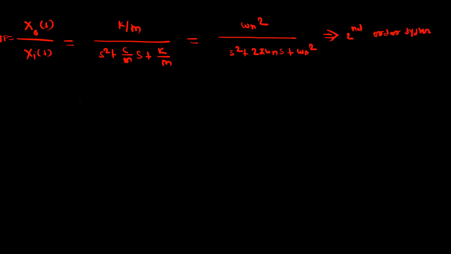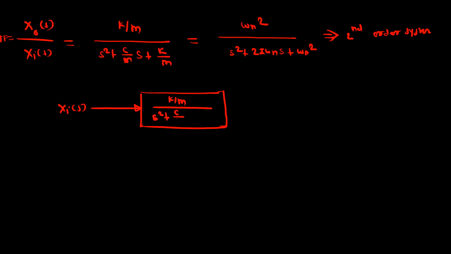Okay, so now we can draw the block diagram. So we have input displacement, then this is the transfer function. So this is equal to k upon m s square plus c upon m s plus k upon m, and then we will get the output displacement.